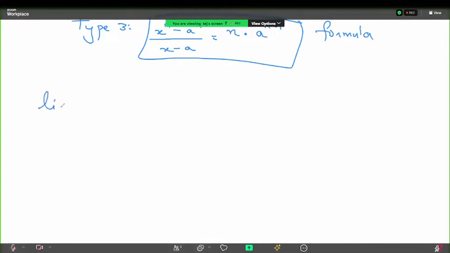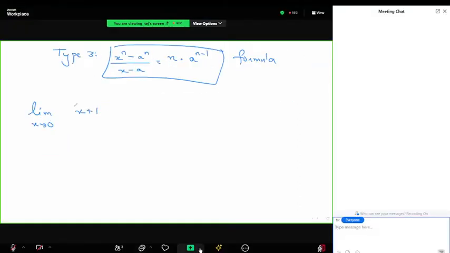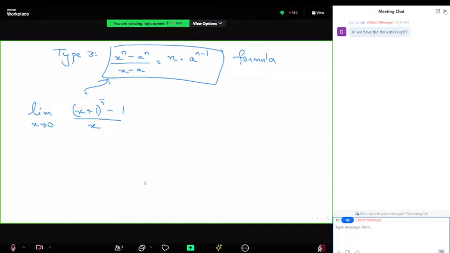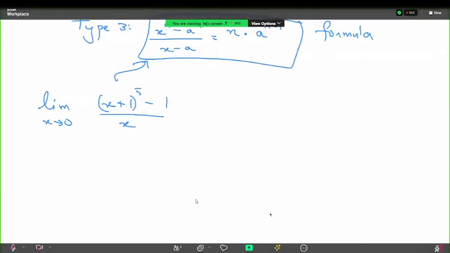I'll give an example for this also. Let's say limit x tends to 0, x plus 1 to the power 5 minus 1 whole thing divided by x. Look at this question. Obviously I'm trying to get the formula look here. Now if you ask me, sir, what if I try look number 1? Look number 2 is not possible here. You cannot factorize this. If you tell me, sir, I'll still factorize it, I'll be like, how will you factorize?